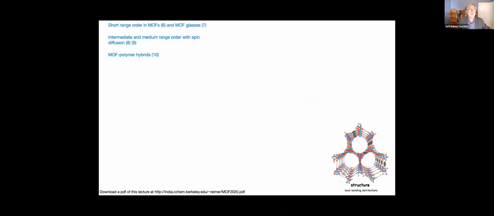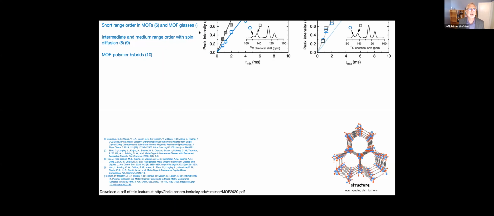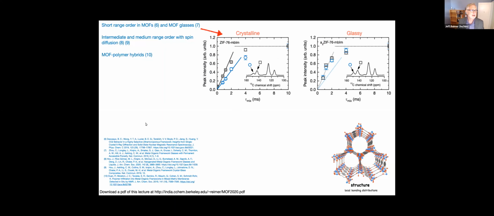What about structure and local bonding configurations? Here, there are several recent papers in the literature that look at, for example, short range order in MOFs and MOF classes, intermediate and medium range order with a technique called spin diffusion, which I'll say a moment about in a minute. And of course, the interface between MOFs and polymers that surround them, for example, in membrane research. And here are a number of interesting papers that you can go to in the literature to follow up on those.